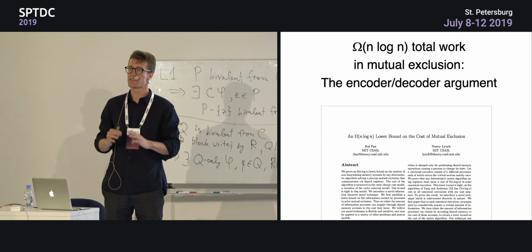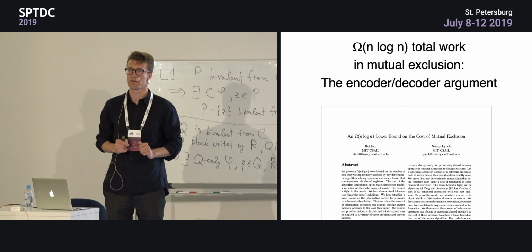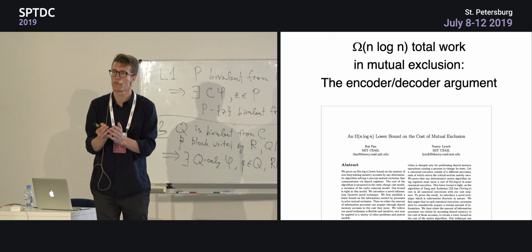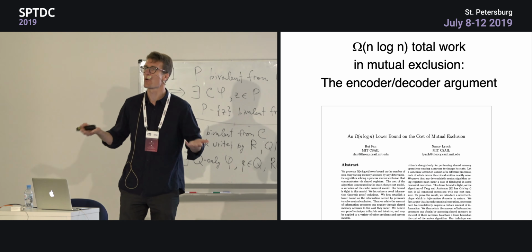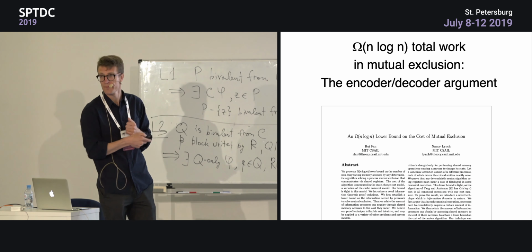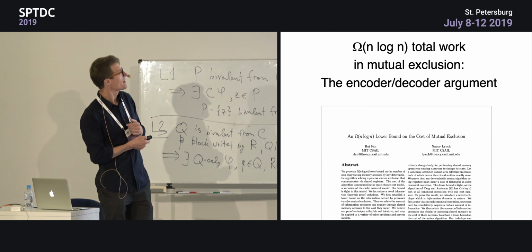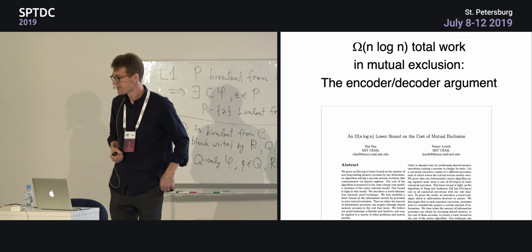So we consider a set of executions in which everybody should be served, and this is important. We don't zoom in on any particular process. We take all of them and count how much work they all did. That's why it's called total work. So this was an upper bound.